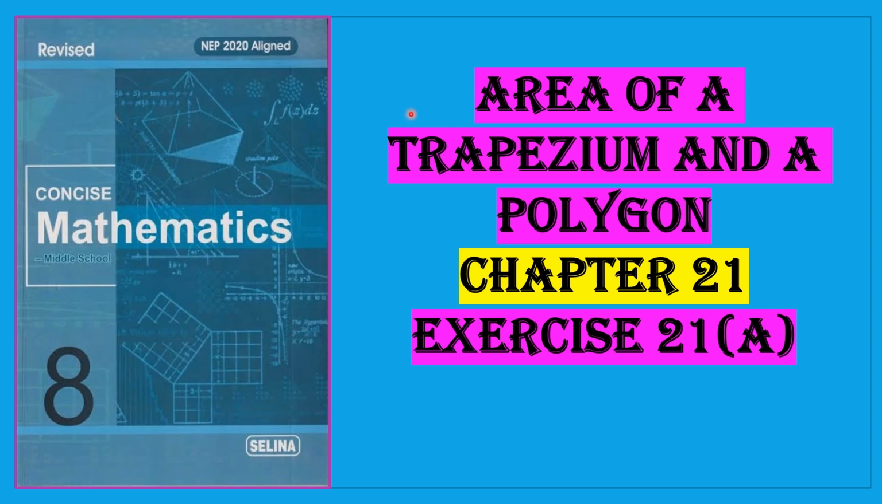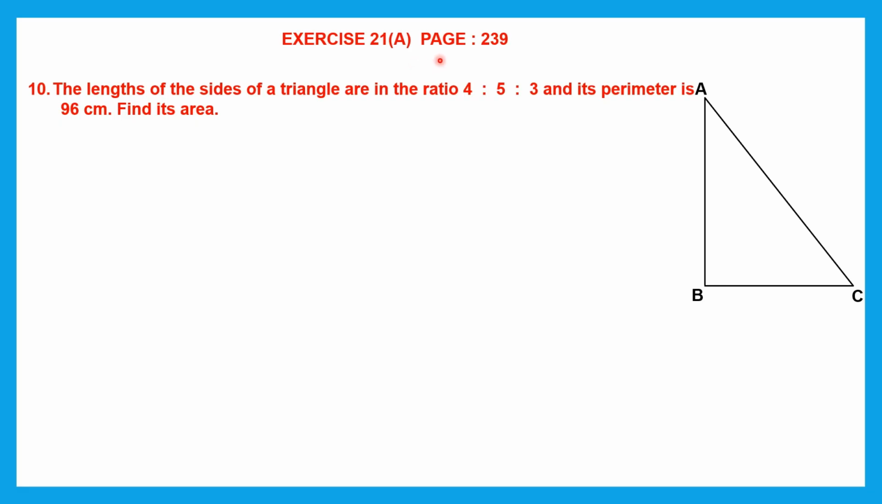Hello students, let's do area of a trapezium and a polygon, chapter 21, exercise 21a. Page number 239, question 10. The lengths of the sides of a triangle are in the ratio 4:5:3 and its perimeter is 96 centimeters. Find its area.